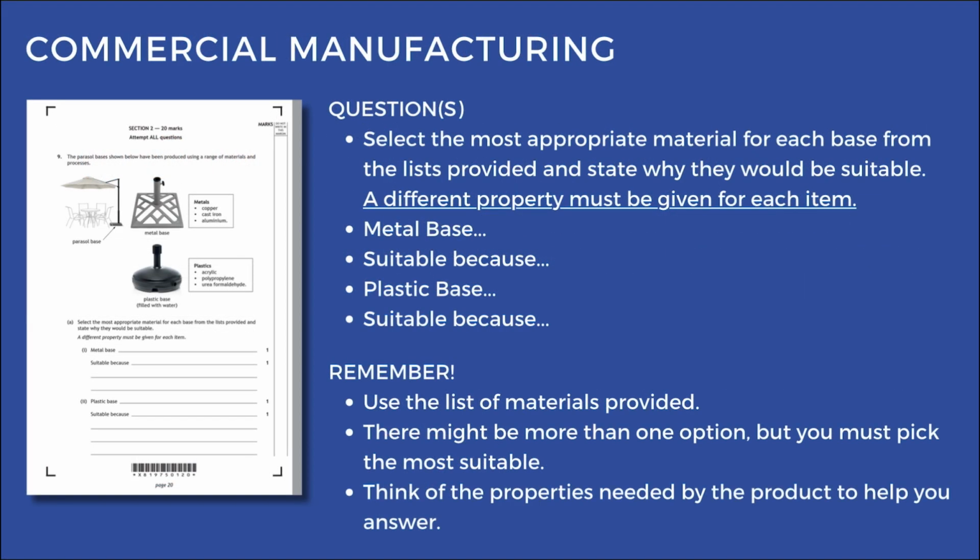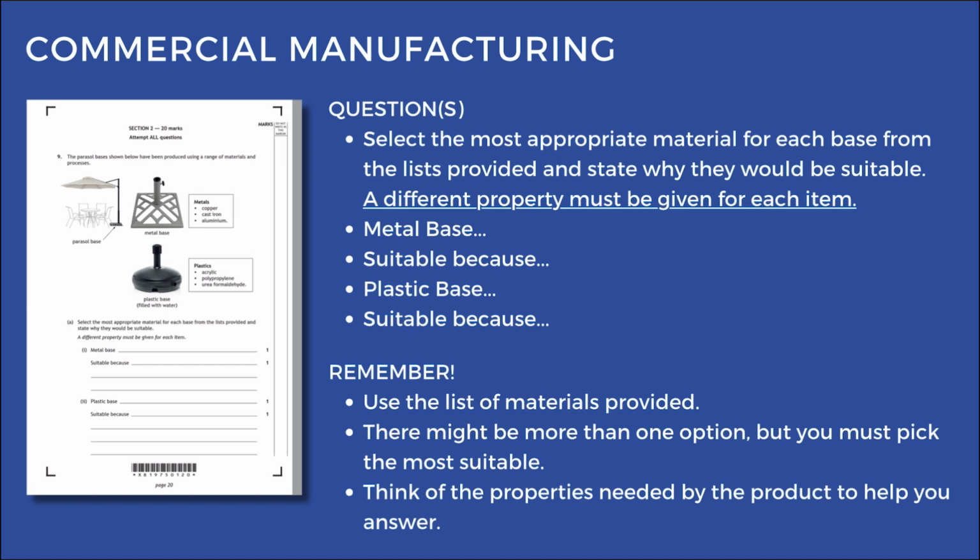So the next section we're going to look at is the commercial manufacturing section. Now this gets its own section, section 2, and is worth a total of 20 marks. The questions are split up into smaller sections, but typically at the start, either question 8 or question 9 is based around a product with different materials and different manufacturing processes. In this example, you're given a parasol with a metal base, or can be used with a plastic base as well. For part A of the question, you're asked to specify a metal for the base and explain why it's suitable, and a plastic for the base and explain why that's suitable.